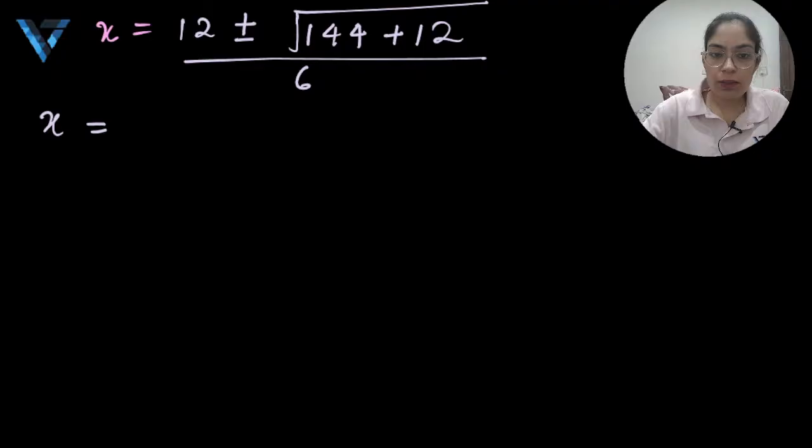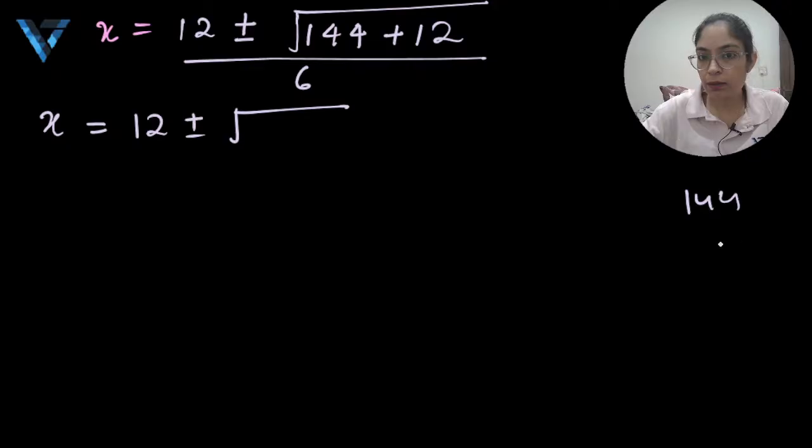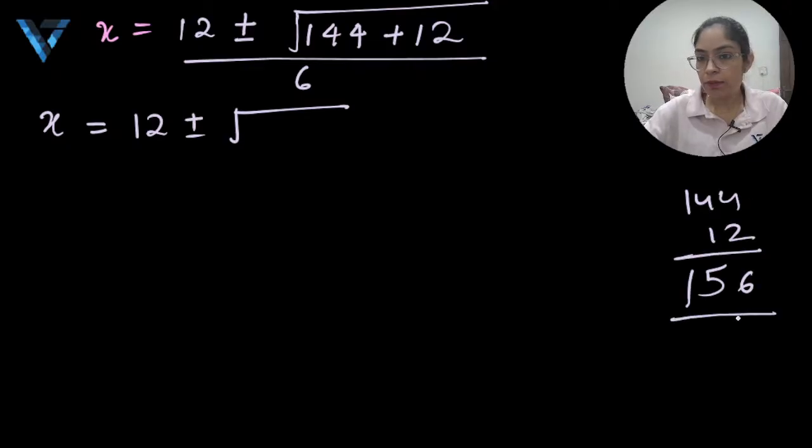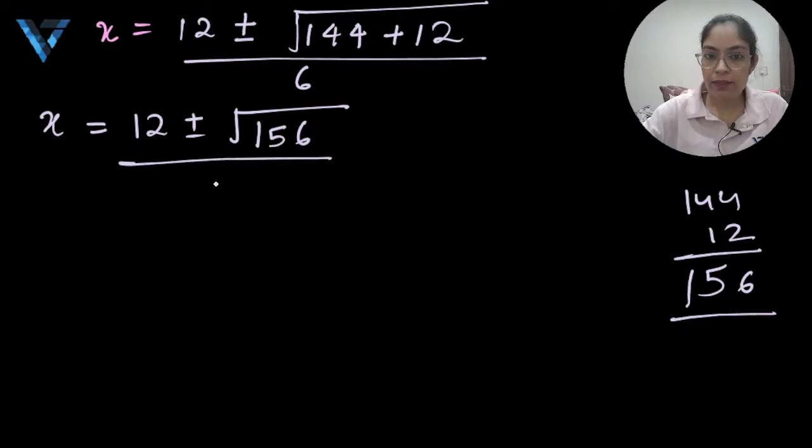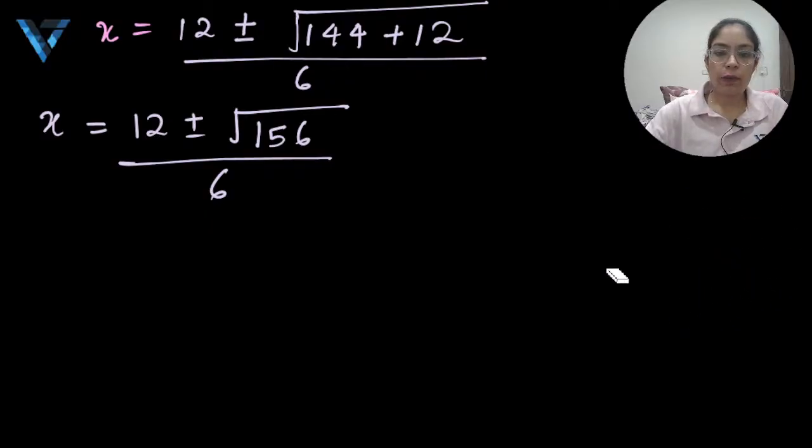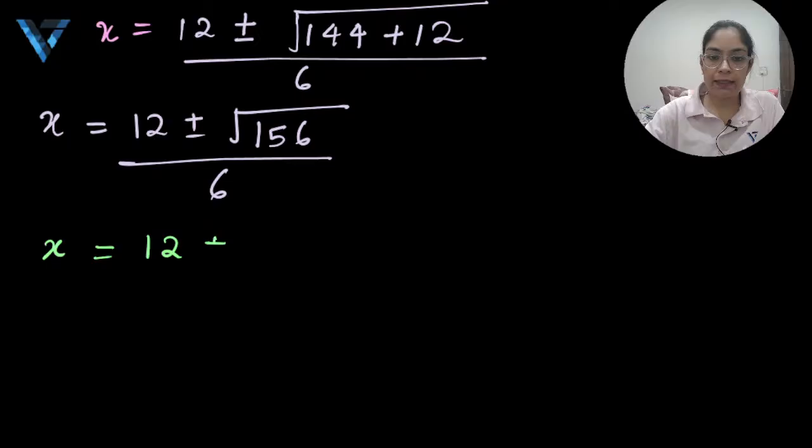Okay, so x is equal to 12 plus minus square root of 144 plus 12. So this is 156 by 6. Now 156 is greater than 100. In the square root table, you will only get values 1 to 100. So 156 you have to factorize further.